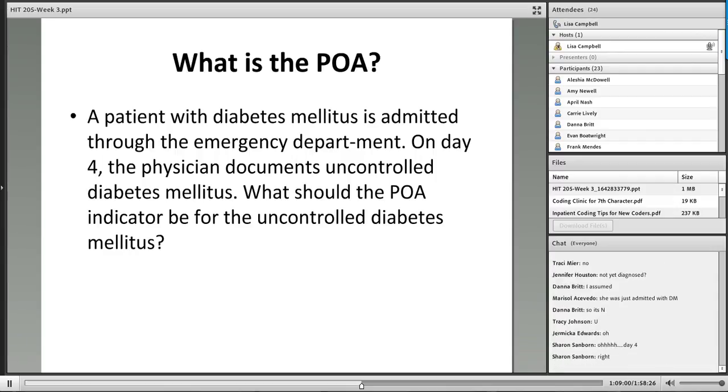So let me explain to you why this could be the case. The patient can have diabetes, be admitted to the hospital for something else, and then while in the hospital, their diabetes is now uncontrolled. That doesn't mean it was uncontrolled at the time of admission. If it was uncontrolled at the time of the admission, the doctor would have said it.